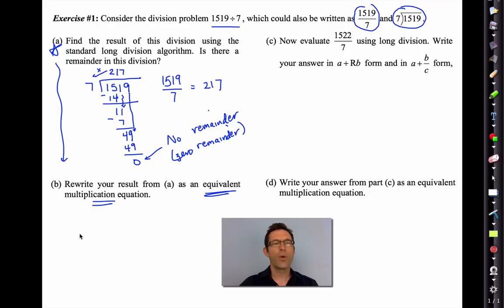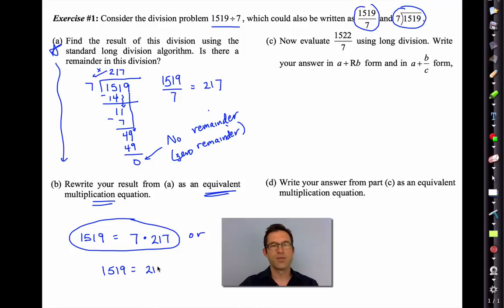All right. Well, what that really means is that 1519 is 7 times 217. That's it. Or likewise, 1519 is 217 times 7. Whichever way. All right. Now that one was pretty easy because the remainder was 0. Now let's take a look at a division problem that has a remainder in it.